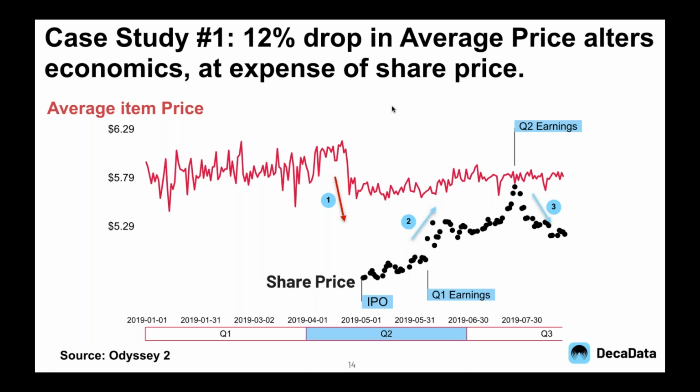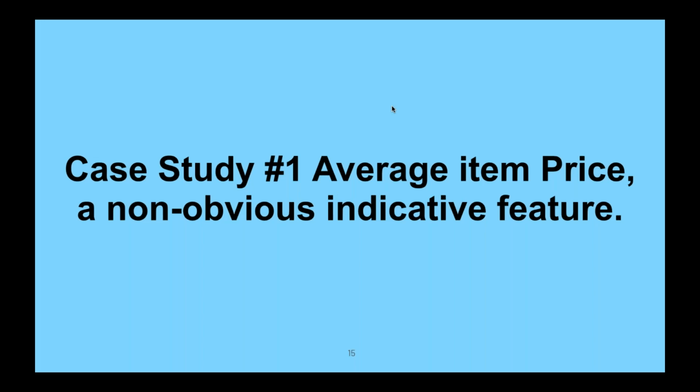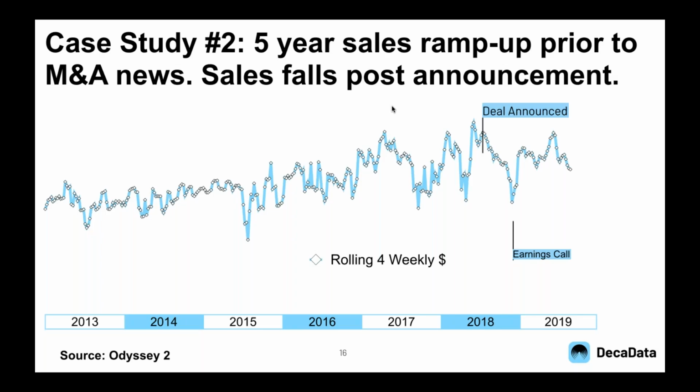Using average item price, you could see that this was a promotion that was running longer than a typical promotion, and is materially going to impact how this firm is generating gross profit and, as a consequence, earnings. So we would say that average item price in this instance is a non-obvious indicative feature. We're going to look at the second case study now.